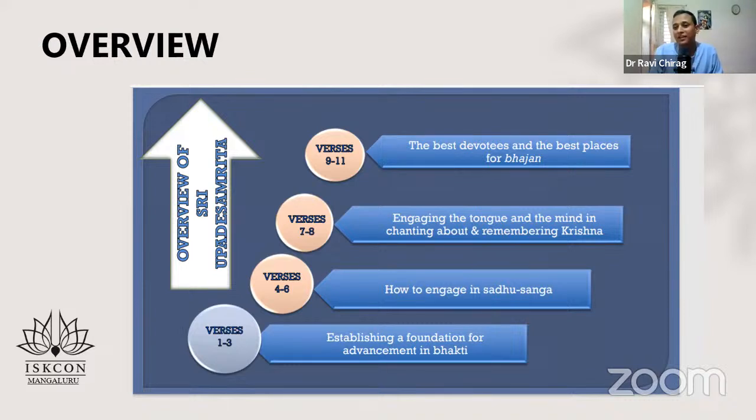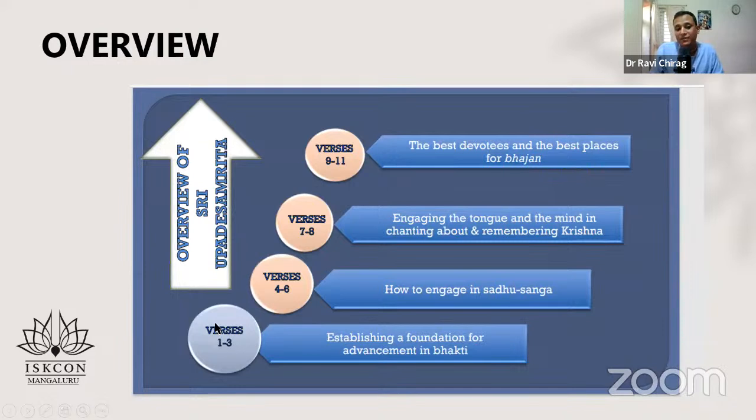If you follow the instructions nicely, like it is said in the preface, if we have to become a Goswami, we have to control the senses. And how are we going to control the senses? Through the instructions which are given in this book. So very important book, very important slokas.